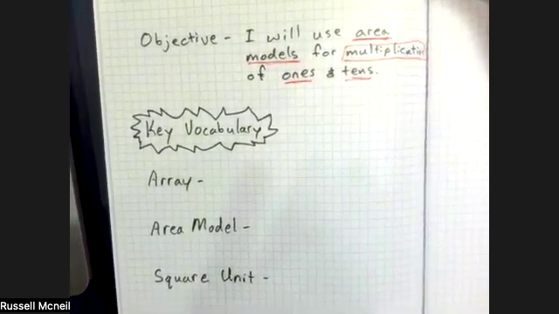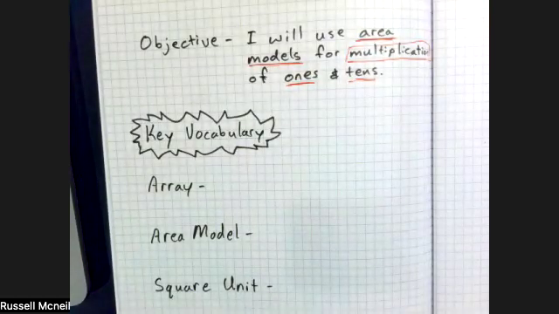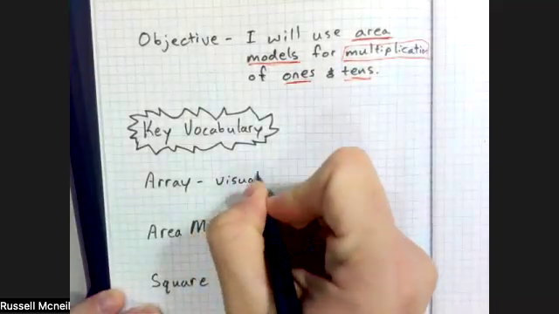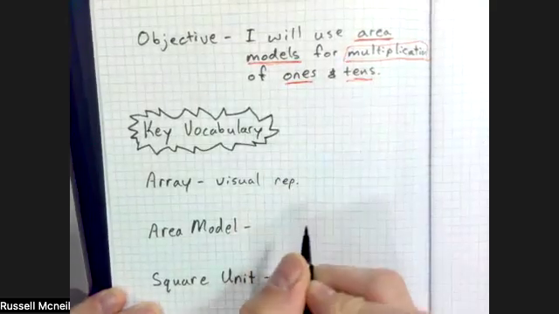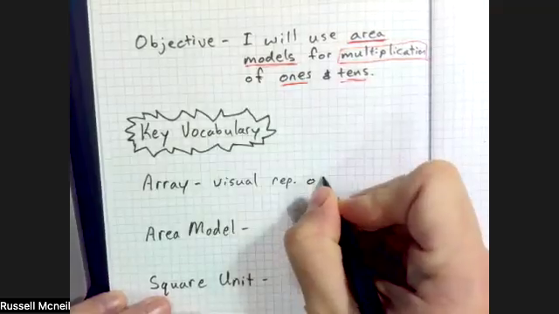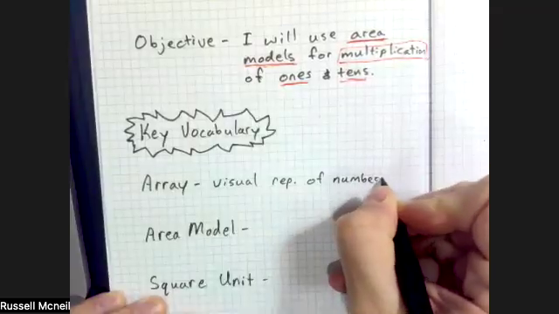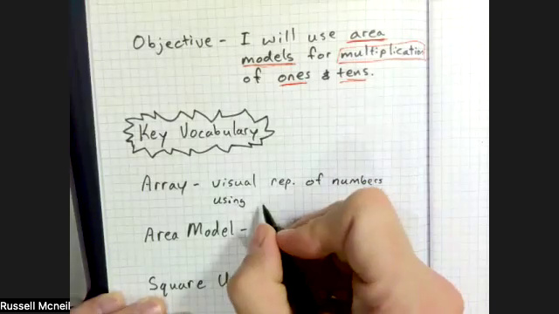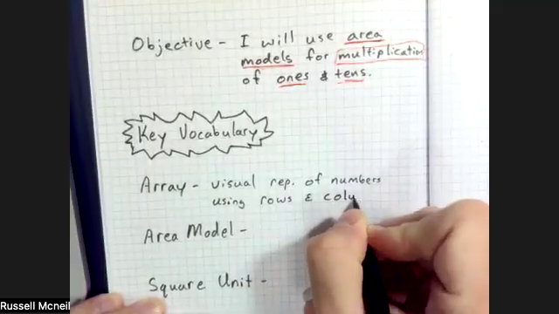Before we get into an area model, we may have to discuss an array. An array is half of an area model, and you've been working with arrays since first grade, so let's quickly get our definition. It is a visual representation of numbers using rows and columns.